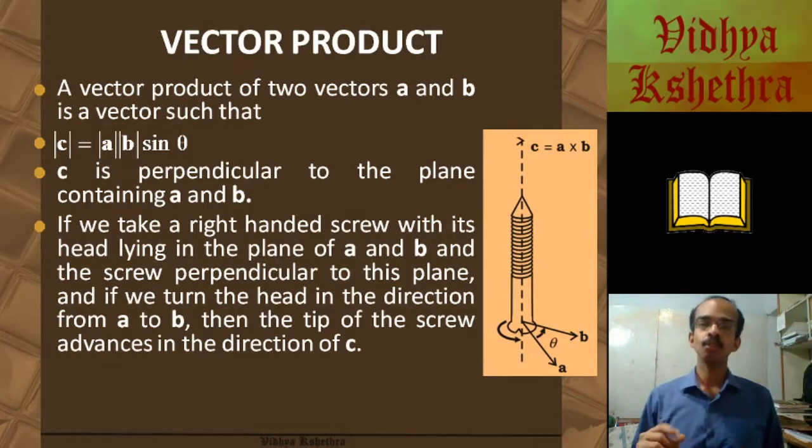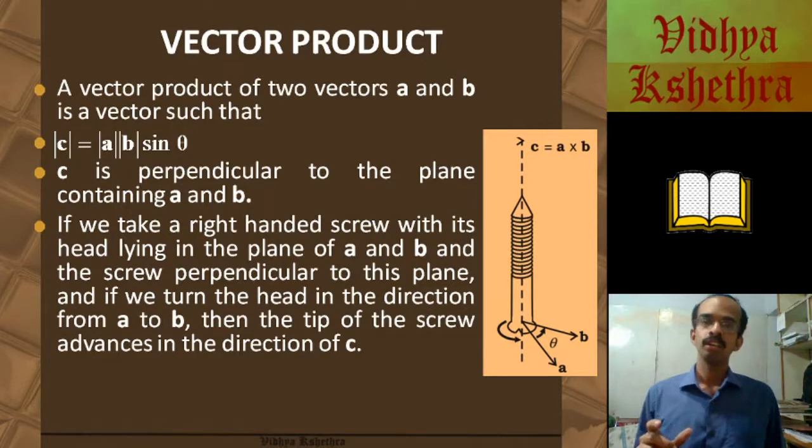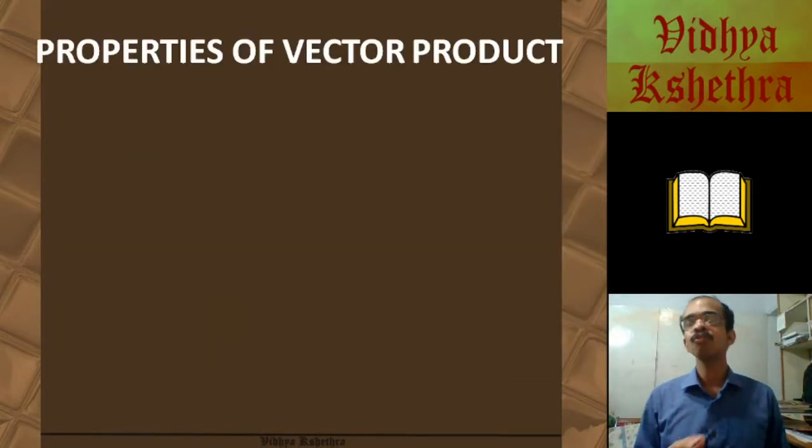So, if we take a right-handed screw with its head lying in the plane of A and B and the screw perpendicular to the plane, if we turn the head in the direction from A to B, then the tip of the screw advances in the direction of C. This is similar to the right hand rule, in which the fingers of the right hand are curled to show the direction of the angle between A and B, and the thumb shows the direction of vector C, which is the vector product of A and B. The angle theta taken here is always less than 180 degrees. Now we can see some of the properties of vector product.